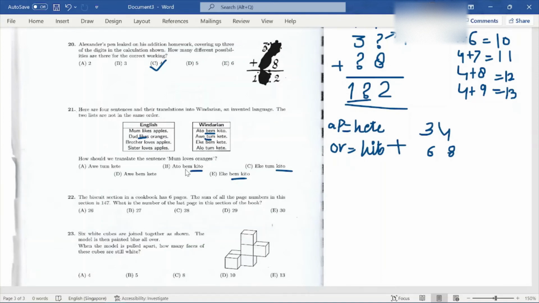So when we say Mom loves oranges, we need to figure out the option which would have tum. That means option number C is making more sense, because you have love, which is being represented by tum, not bem. Okay, so it looks like option number C is going to be our answer for question number 21.